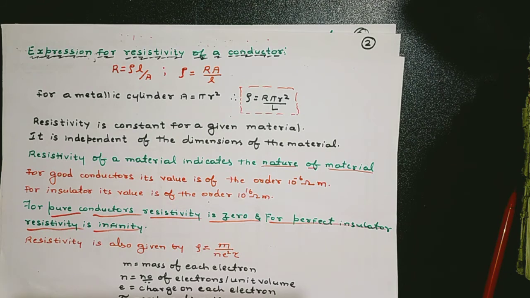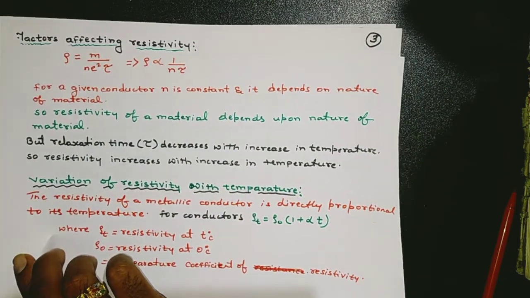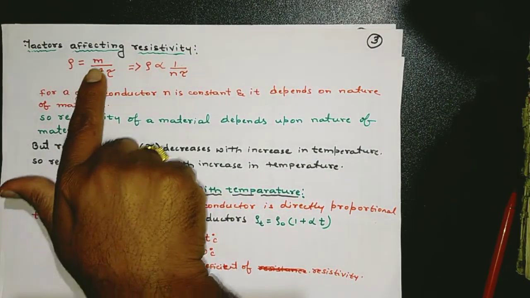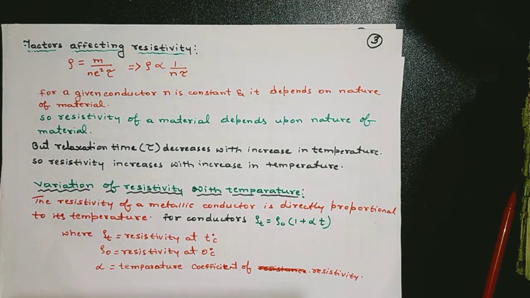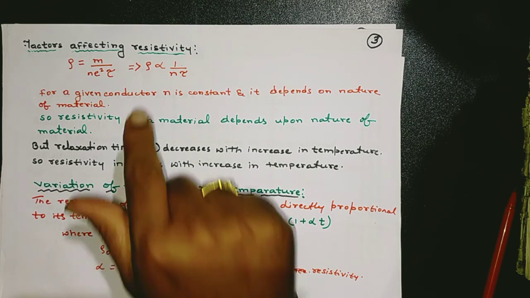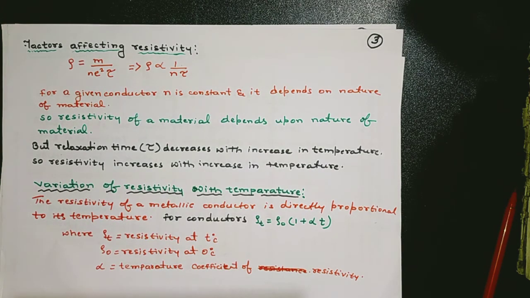Then we also learnt on what factors the resistivity of a material depends. So we learned that resistivity of a material is also given by m by N e square tau. So resistivity of a material depends upon the nature of the material and also the temperature. Then we learnt how the resistivity of a material varies with temperature. Again, an important expression, rho suffix t is rho naught into 1 plus alpha t. Alpha is called the temperature coefficient of resistivity of a material.